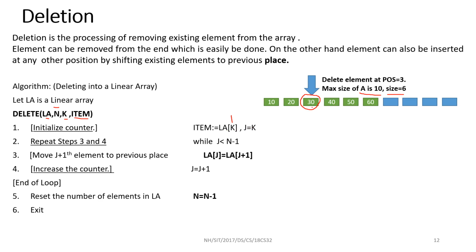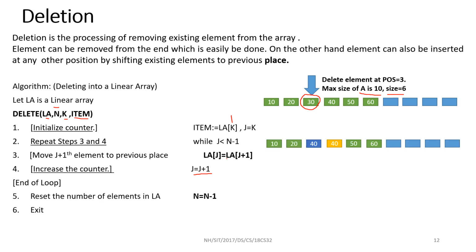So 40 should be copied to this place. In the case of insertion, we started from the end. Now you have to start from the very next, immediate element and copy that element to the previous place. 40 should be copied here, 50 to here, 60 to here. Each time after copying, advance that index by 1. The next element, j plus 1, must be copied to the previous place.